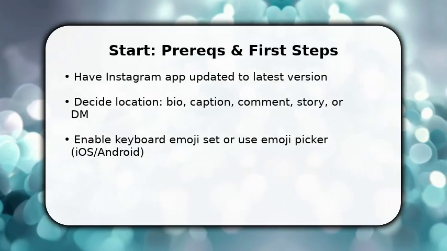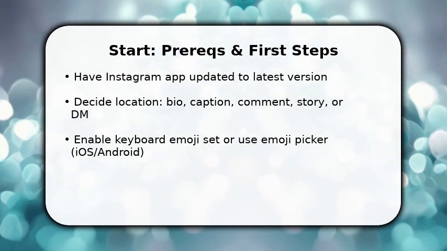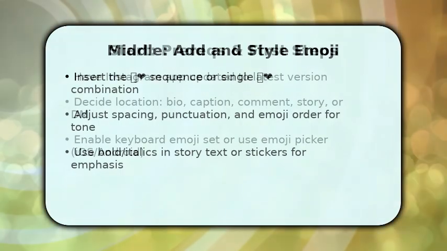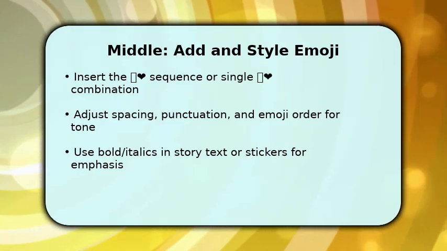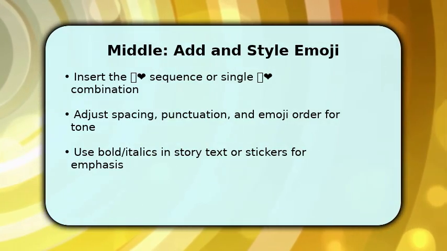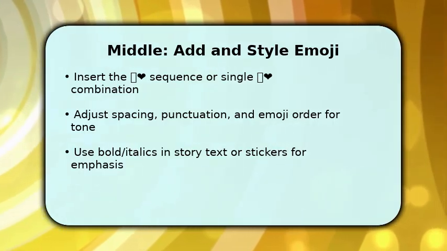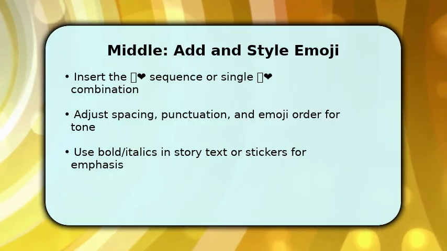Now type any surrounding text before inserting the fire heart, so spacing and punctuation appear correctly. Now you add and style the fire heart. Type the fire emoji, then the heart, or select a combined glyph if your OS supports it. The order changes tone. Fire then heart is playful. Heart then fire reads passionate.